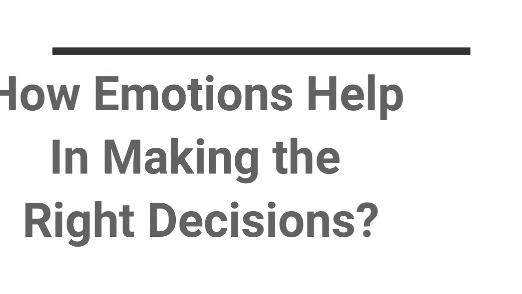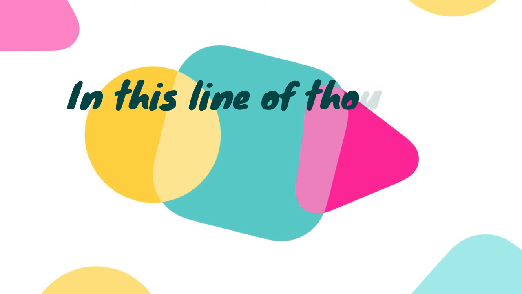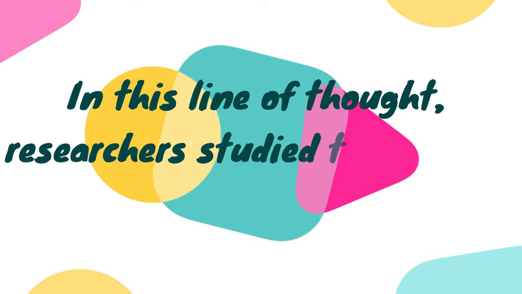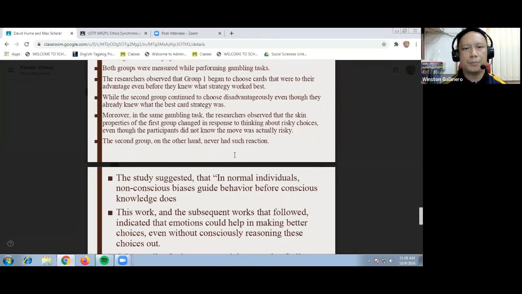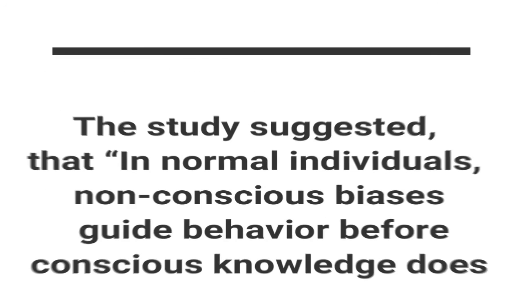In this line of thought, researchers studied two groups of research participants. Group 1 was made up of relatively healthy people with no history of head injury, while the second group was composed of those with decision-making defects resulting from head injury. Both groups were measured while performing gambling tasks. The researchers observed that Group 1 began to choose cards that were to their advantage even before they knew what strategy worked best, while the second group continued to choose disadvantageously even though they already knew what the best card strategy was. Moreover, in the same gambling task, the researchers observed that the skin properties of the first group changed in response to thinking about risky choices, even though the participants did not know the move was actually risky. The second group, on the other hand, never had such reaction.